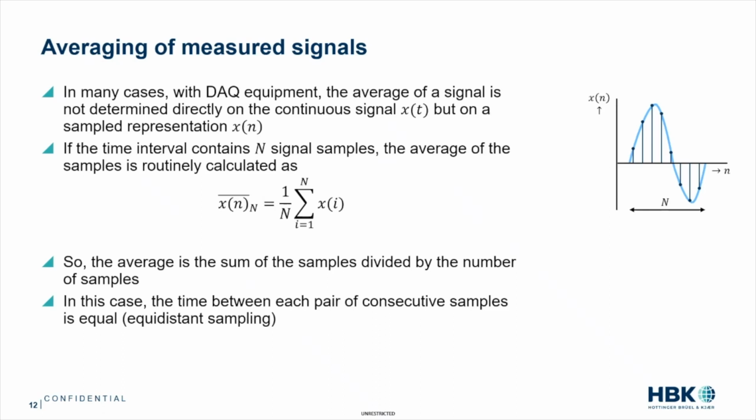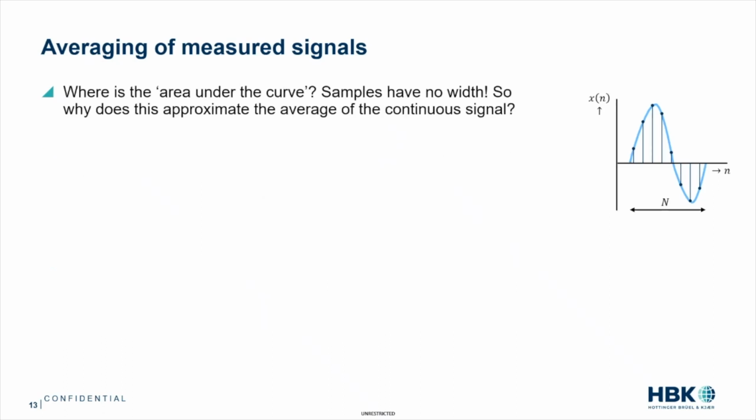But if you think a bit deeper about this, then you can ask yourself, okay, looking at the continuous signal, I'm looking at the area under the curve, and then I divide that area under the curve by the time that I measured. But if you look at sampled signals, samples don't have a width, so they exist only in a very short moment in time. So you can then ask yourself, why does the sum of the samples divided by the number of samples approximate the average of the continuous signal?